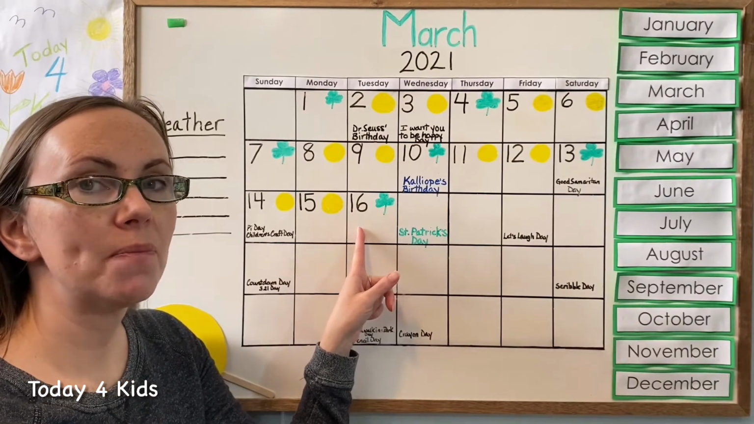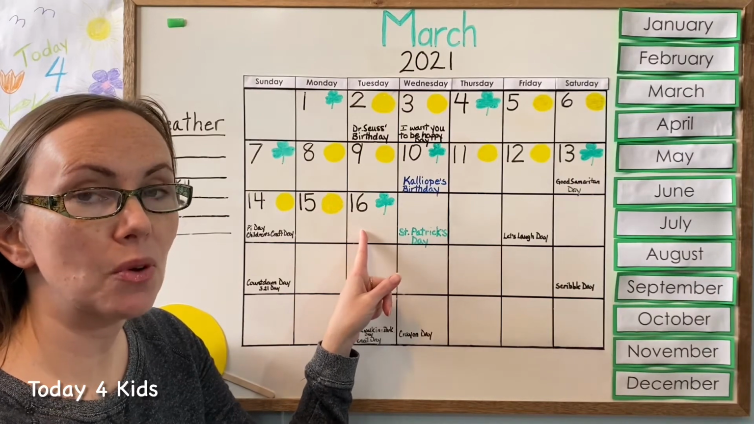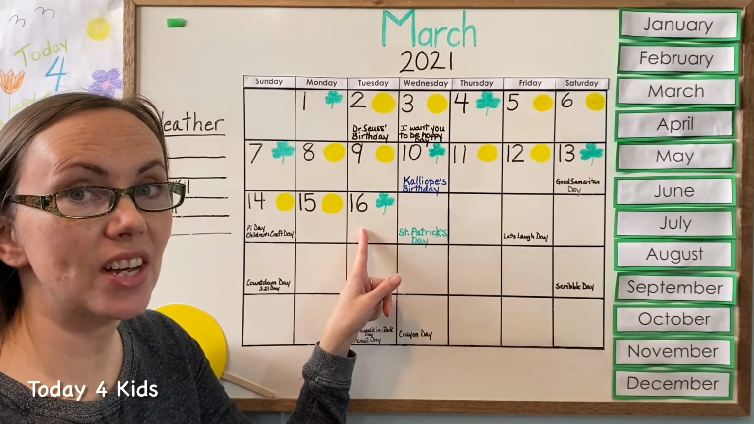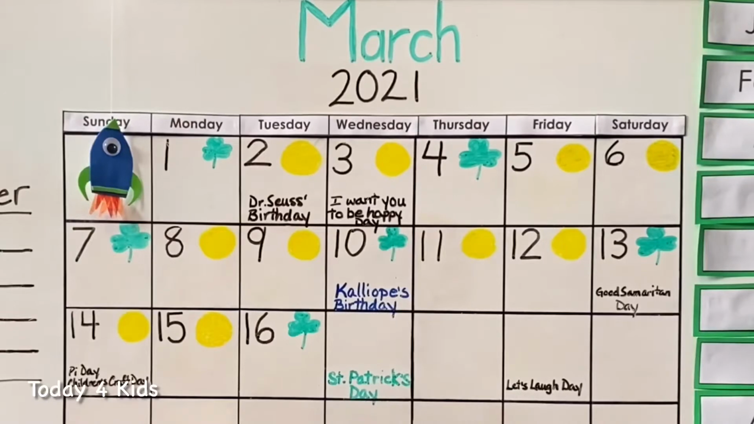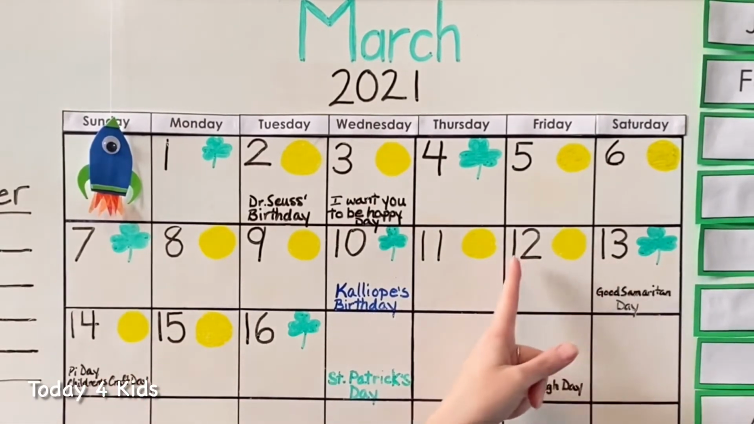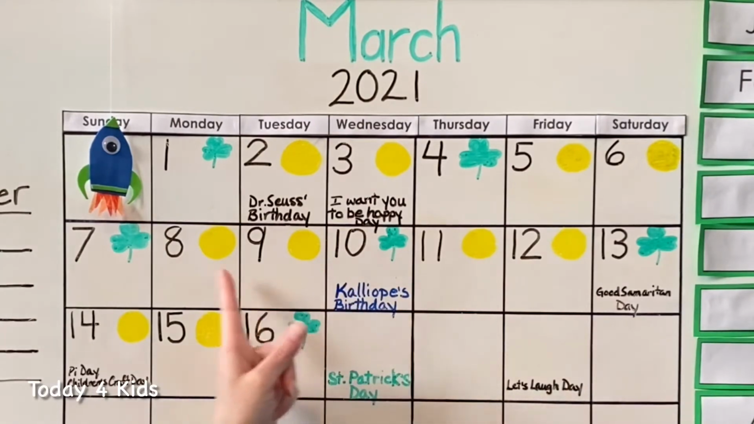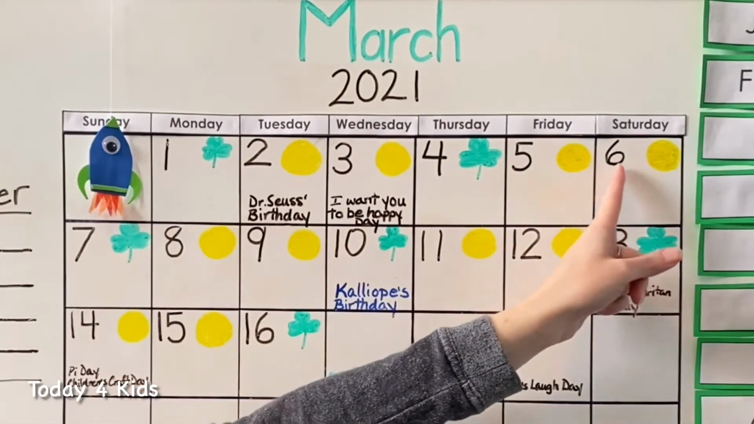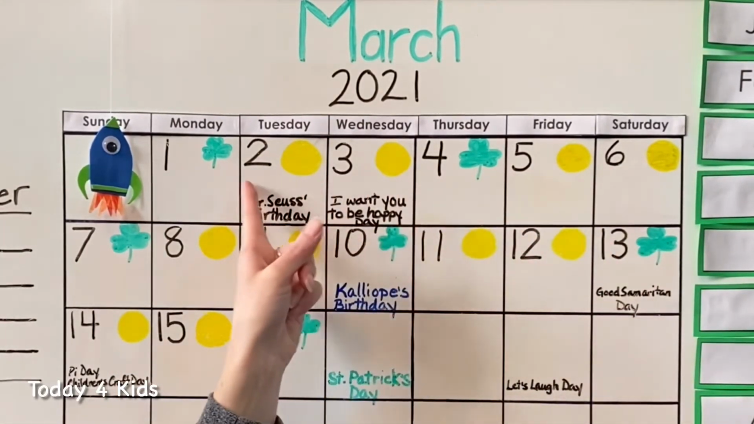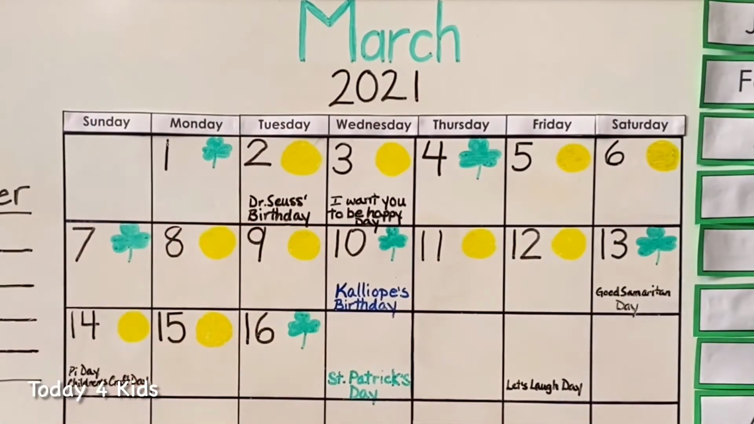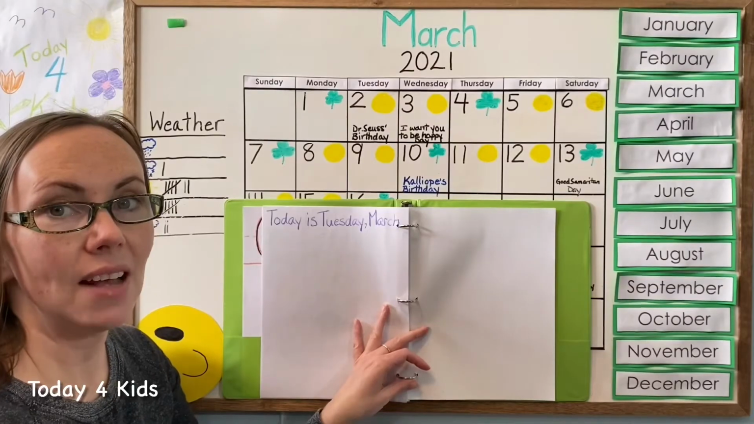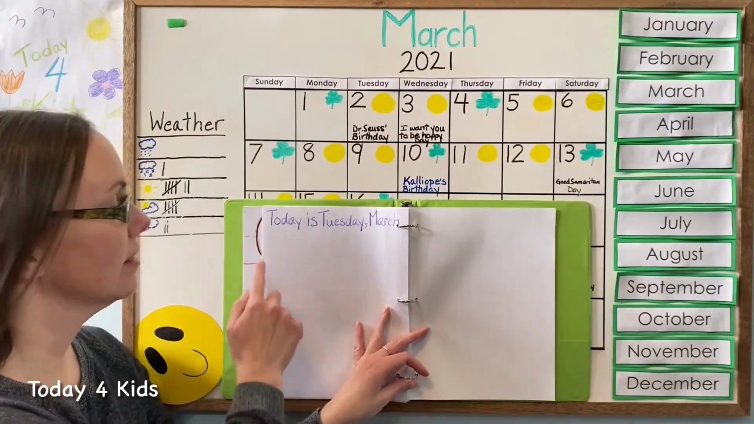Good job. So now let's count backwards before we put the number 16 into our agenda. Are you ready? 16, 15, 14, 13, 12, 11, 10, 9, 8, 7, 6, 5, 4, 3, 2, 1, blast off! Now let's put the number into our agenda.